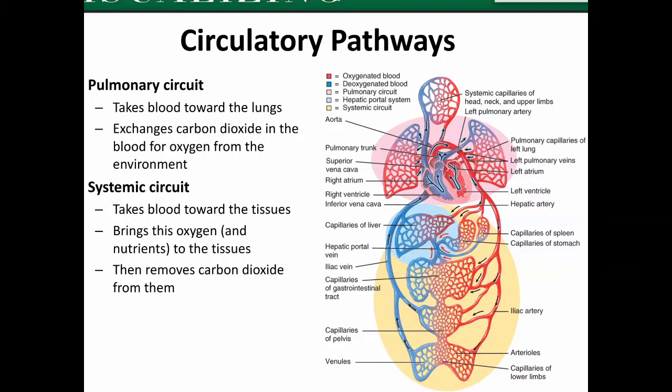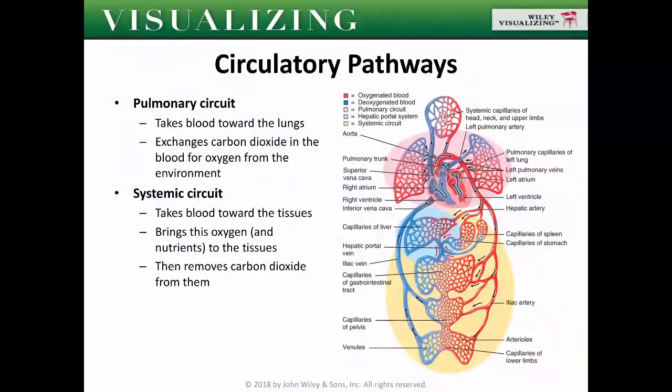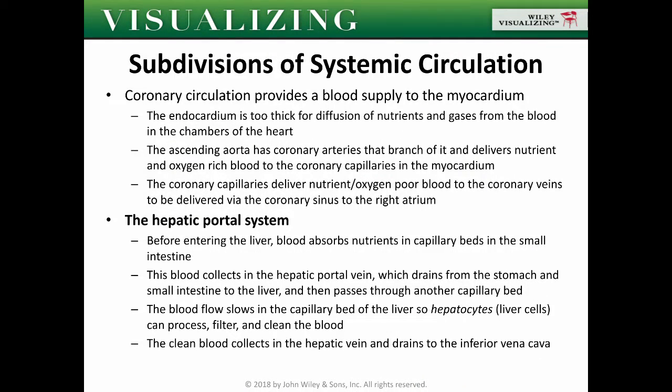Now, the systemic circuit can be further subdivided into the actual systemic circuit, we have your hepatic portal system, and also, we have your coronary circulation. So, these are the subdivisions of the systemic circulation. So, for the coronary circulation, it provides blood supply to the myocardium in the heart. So, it's responsible for the supply of the oxygen and nutrients to the heart.